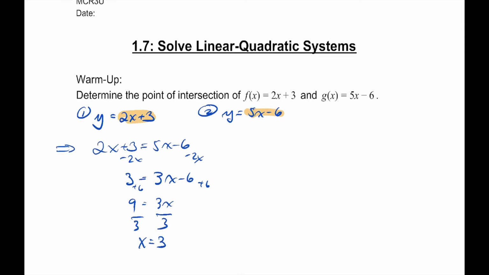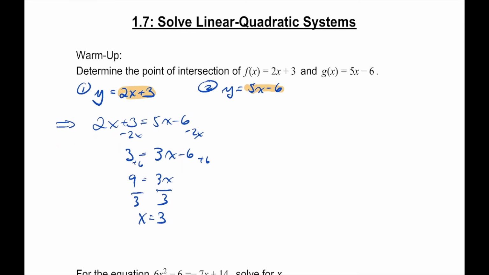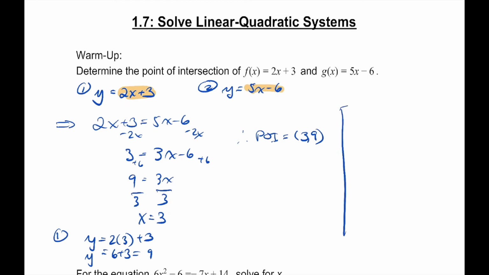And then finally, how do I get the value of y? I'm going to choose one of my equations. So I'm going to say the first one. And then we're going to plug in x into that equation to get the value for y. And so here we're going to get y is equal to 6 plus 3, which is 9. So therefore, the point of intersection is (3, 9).